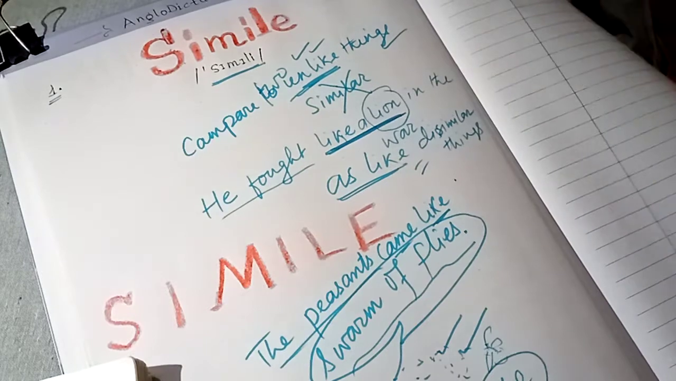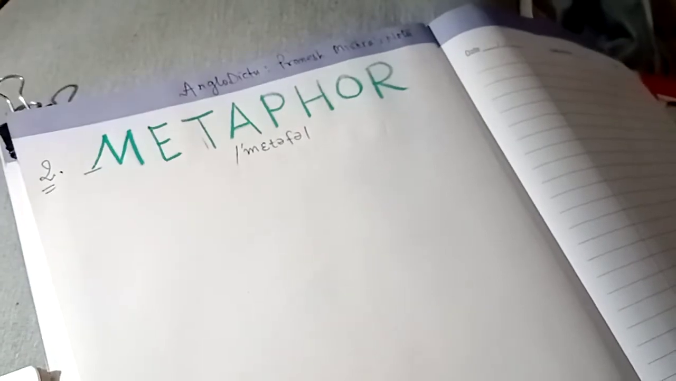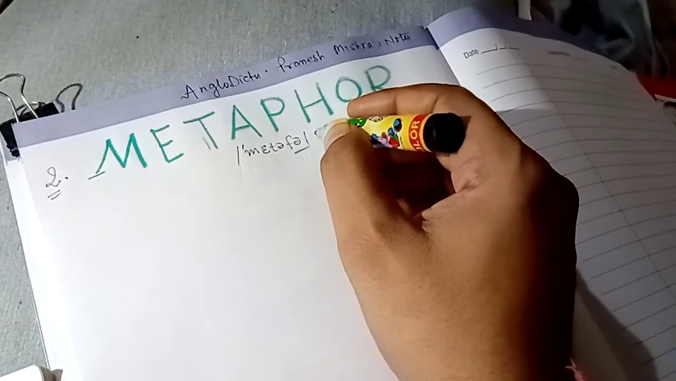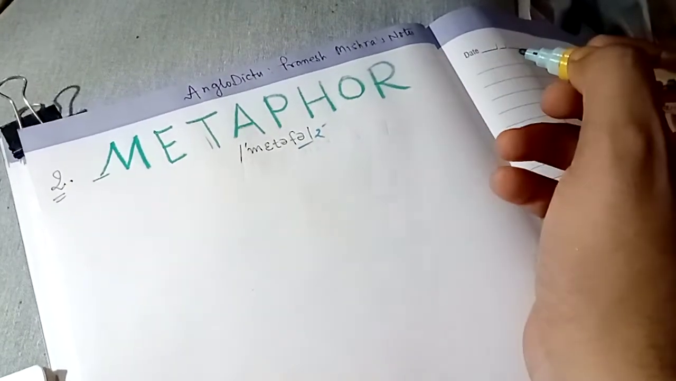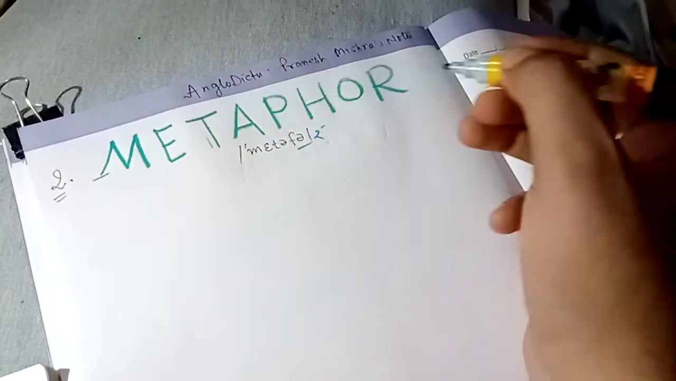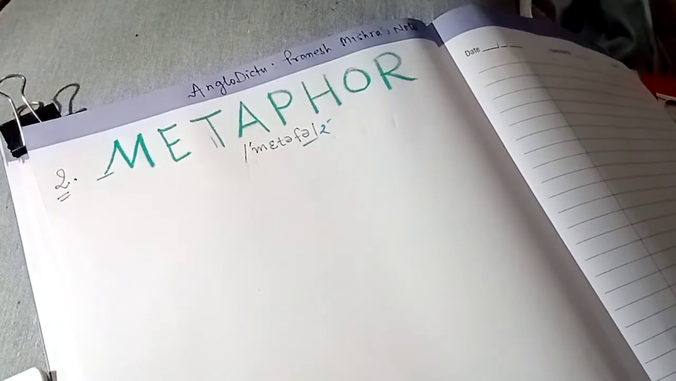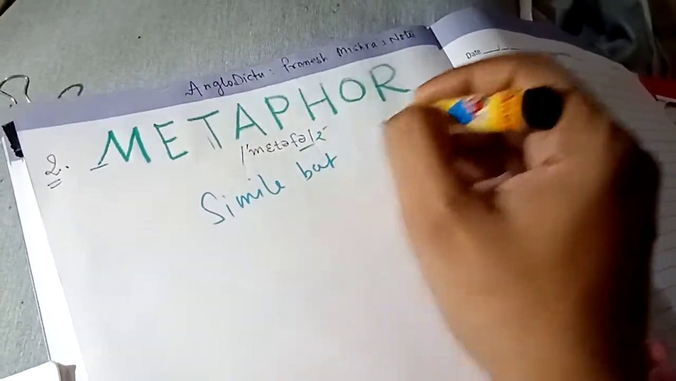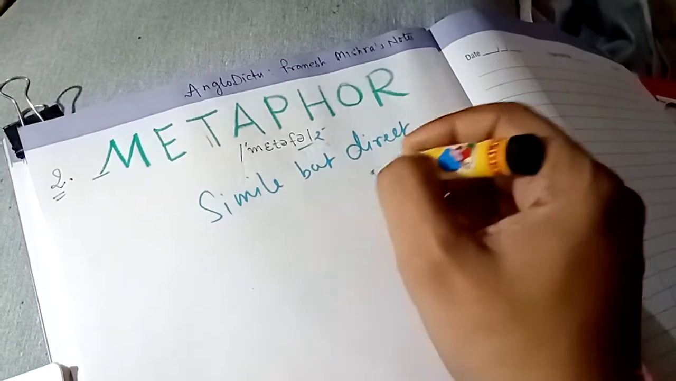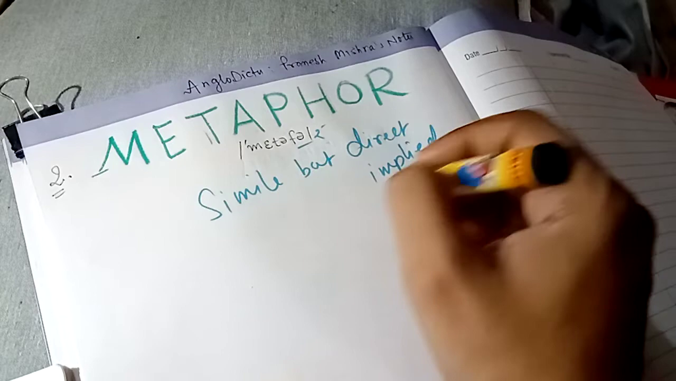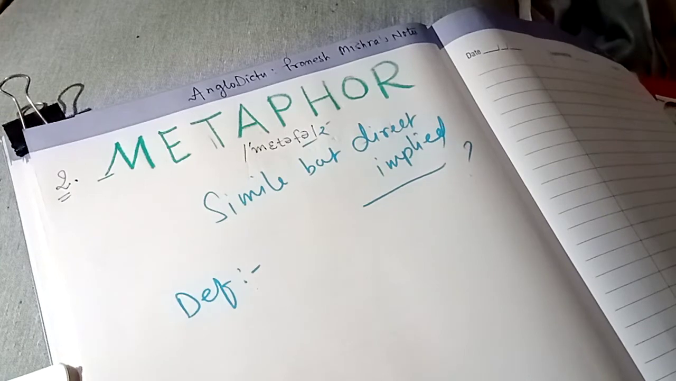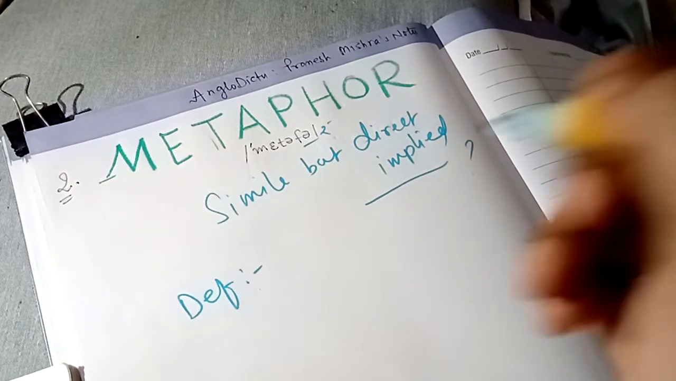Second one is metaphor. When we call it in American English, it will go to metaphor, or in British we can say metaphor. Then what is metaphor? Metaphor is simile but direct, implied. What do I mean? What is metaphor? Metaphor is an implied comparison.